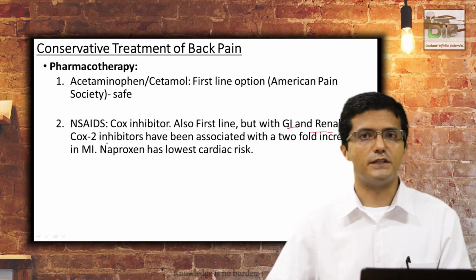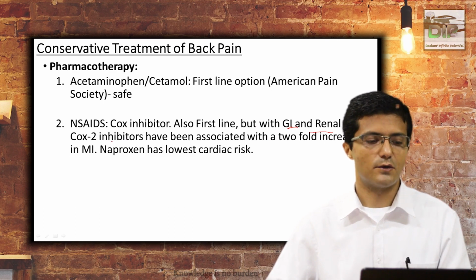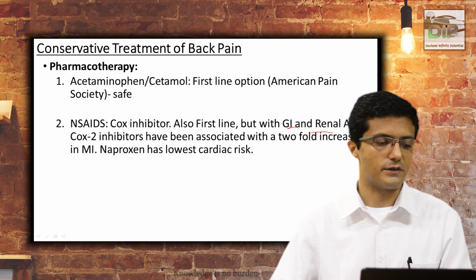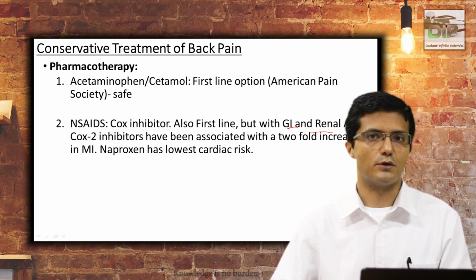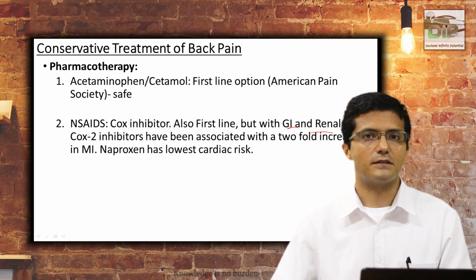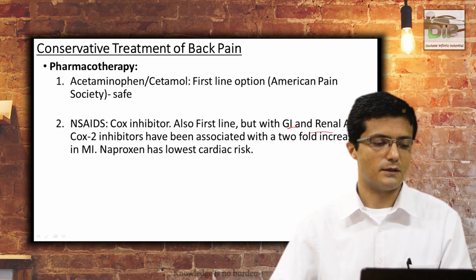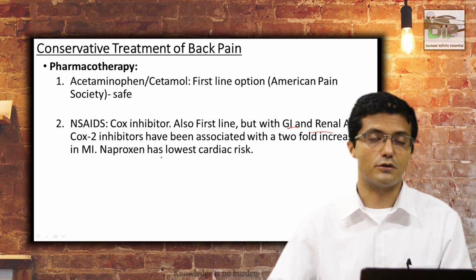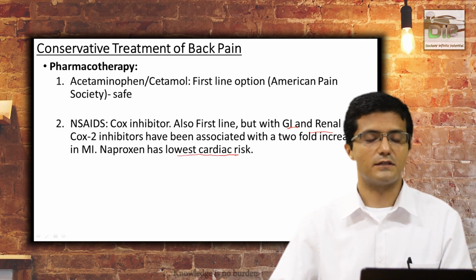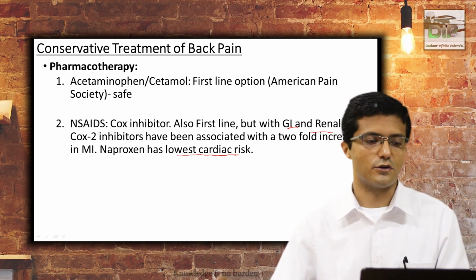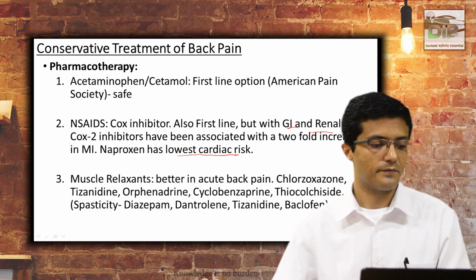The selective COX-2 inhibitors, which are commonly used these days, have been associated with a twofold increase in myocardial risk. Although they are very effective, patients with cardiac risk factors should not be given COX-2 inhibitors like etoricoxib. Naproxen has the lowest cardiac risk. These cases are mostly elderly, so we have to be cautious about the myocardial risk.